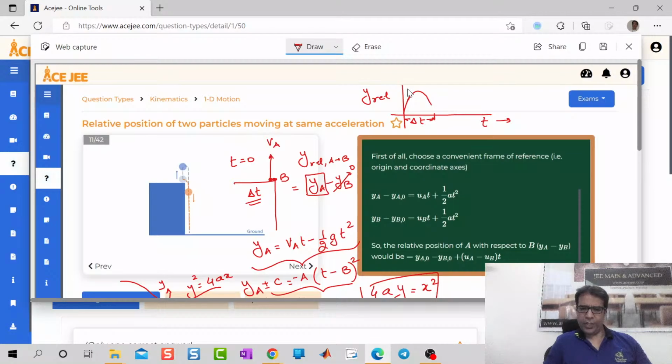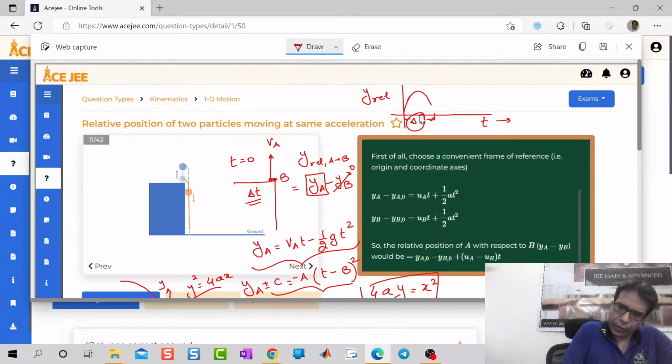Okay, so let's move on to what happens when B starts to move, right? So we've already plotted for the first delta t seconds. Now, after delta t seconds, B has also started to move, correct? Right, Beta? Yes, sir. So at that point, your equation for YA would be, let's say YA is VA t minus half g t square.